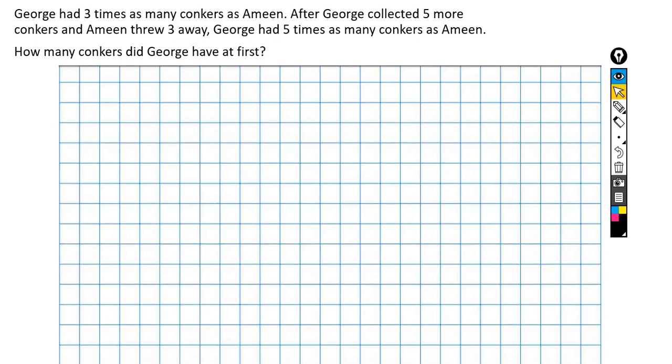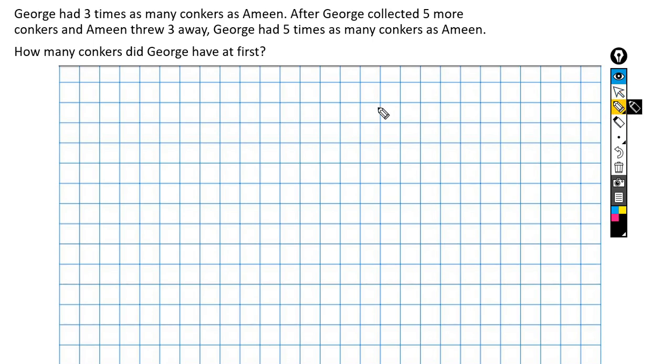Okay, George had 3 times as many conkers as Ameen. After George collected 5 more conkers and Ameen threw 3 away, George had 5 times as many conkers as Ameen. And we are asked, how many conkers did George have at first?